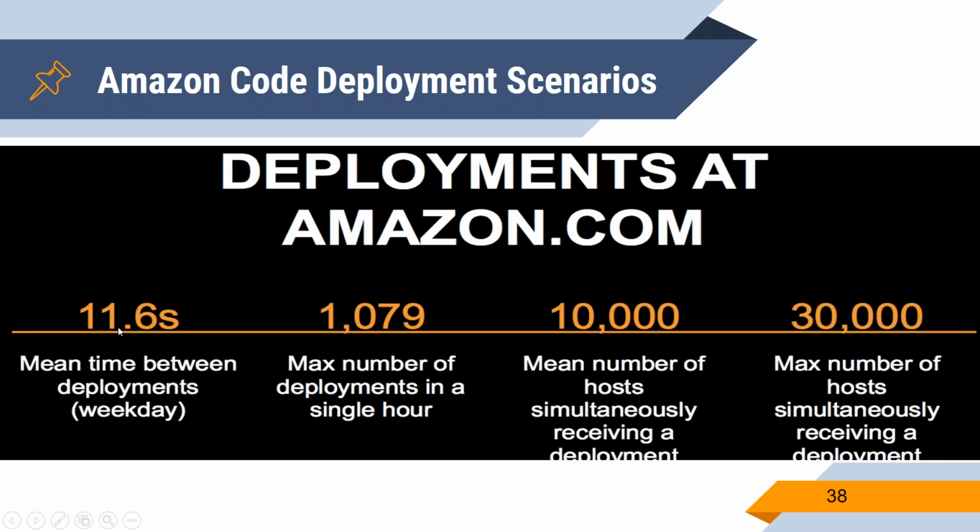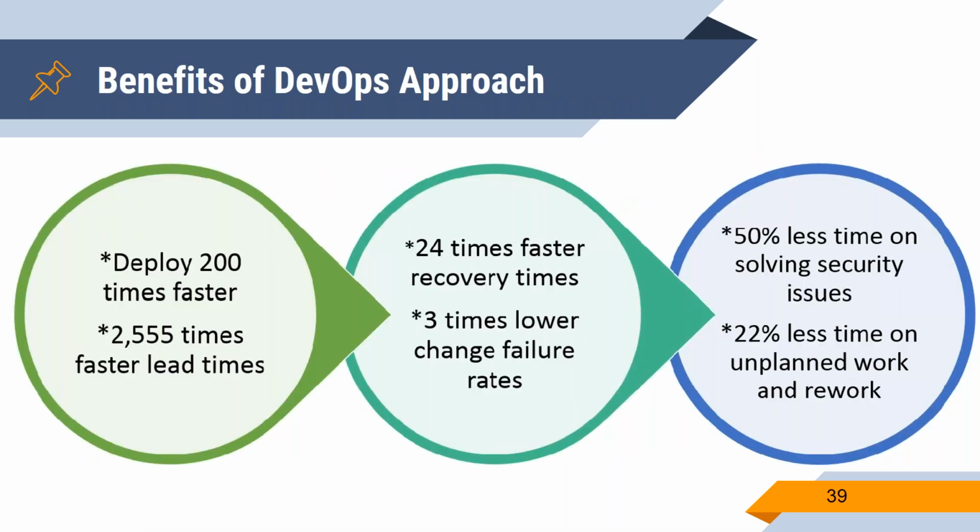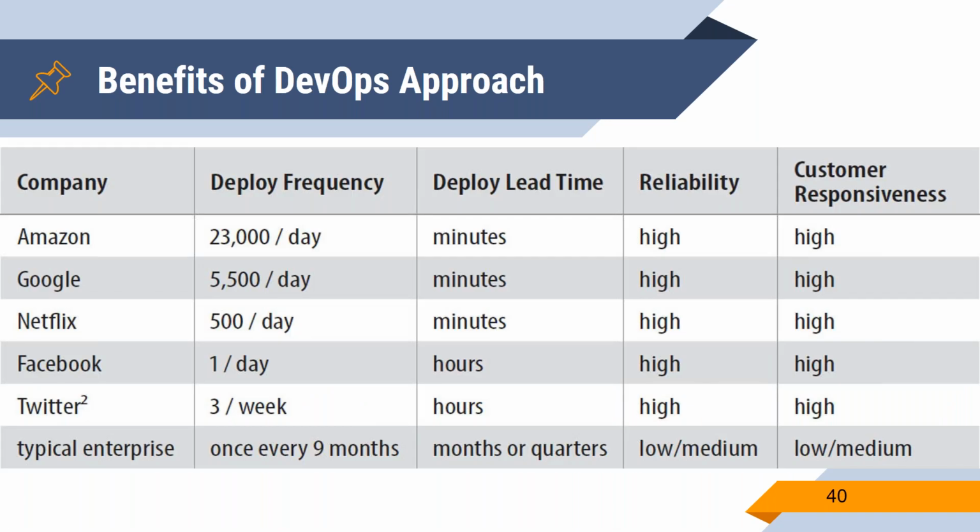For the mean time between deployments, on big days the time frame between two deployments is 11.6 seconds. For every 11.6 seconds they will do a deployment, and the maximum number of deployments in a single day is around 1,000 plus, and they're doing more than 10,000 simulations repeatedly, and the maximum servers they have is 30,000 plus servers in their production environments. And again, when you're going for the DevOps approach, we have some benefits.